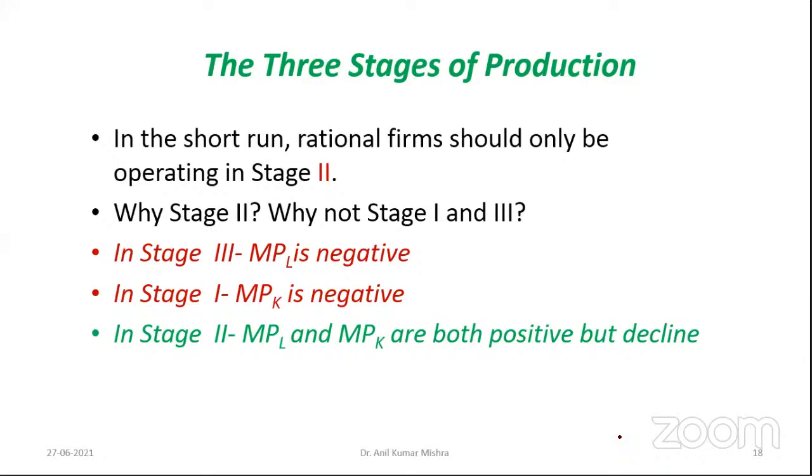I mean, the marginal product of the fixed factor is negative. Why in stage one is the marginal product of the fixed factor negative? Because you are underutilizing the fixed factor.